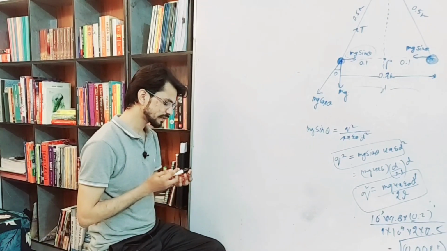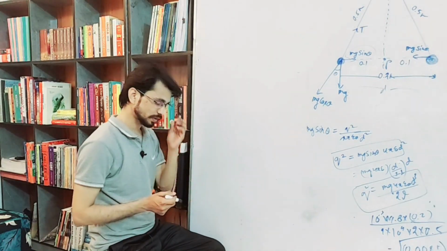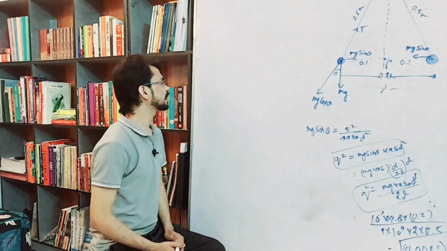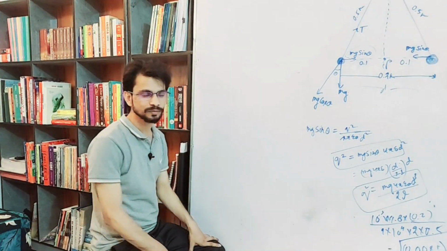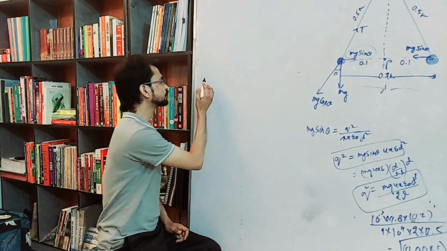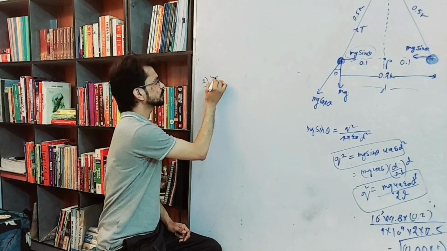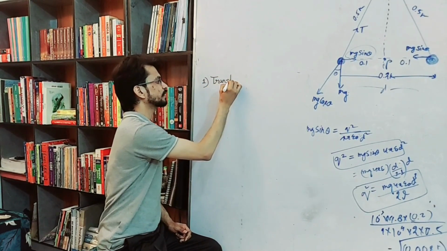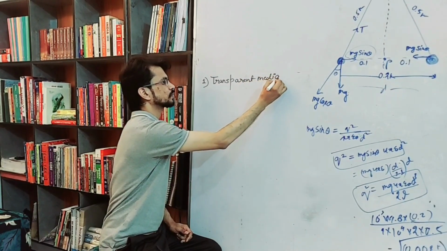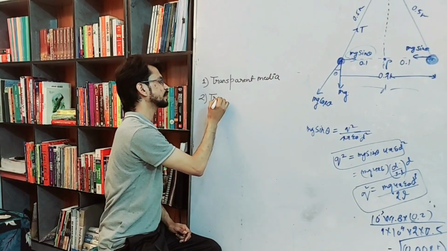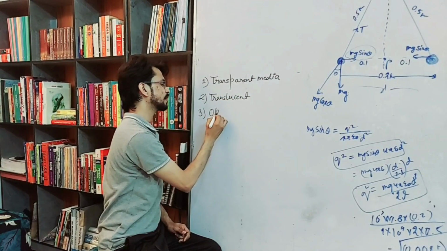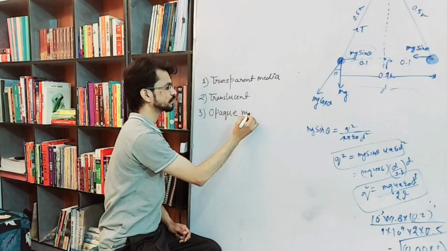So through this video, let us try to understand the behavior of optical medium when light rays are made to fall over them. As far as the types of optical medium are concerned, generally we have three types. For example, as we know, there is a type of optical medium known as transparent medium. Number two, translucent medium. And the third one is opaque medium.